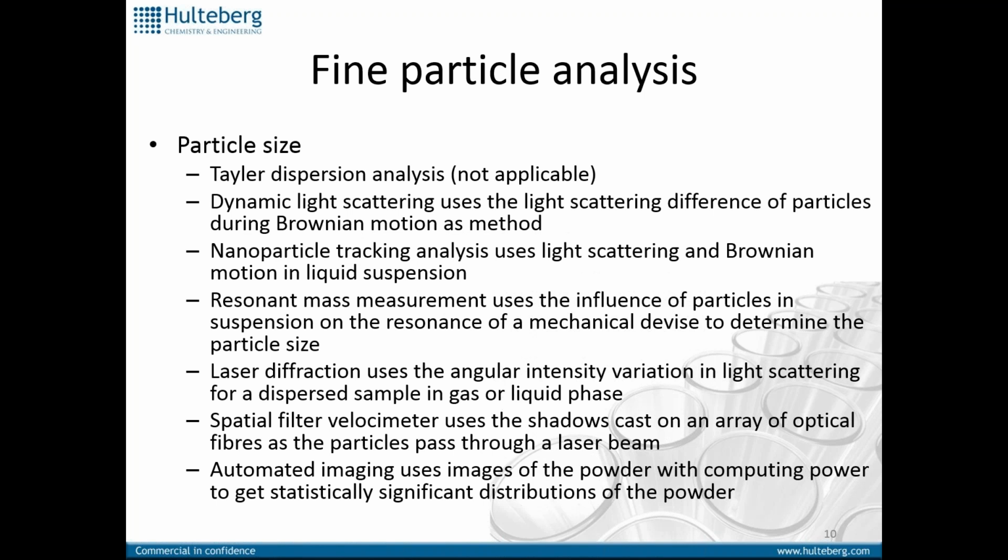The dynamic light scattering uses light to scatter and differentiate particles during Brownian motion. And nanoparticle tracking analysis uses, again, light scattering, as well as the Brownian motion in the liquid suspension.